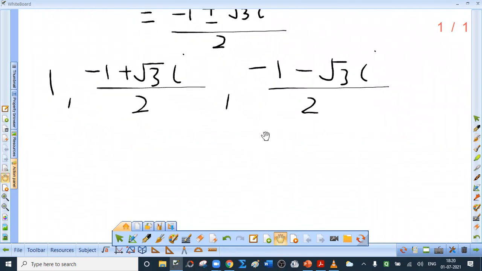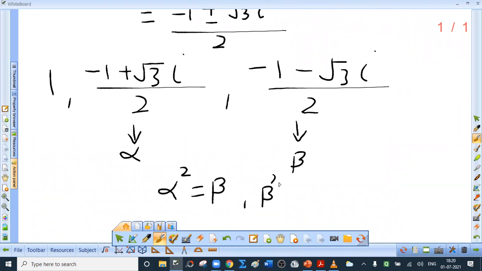See whether you remember this or not. We have done this. If this is alpha and this is beta, we have already proved that alpha square equal to beta and beta square equal to alpha. You can verify. If you square this complex root, you get this one. And if you square this, you get this one. And therefore, the next part is important.